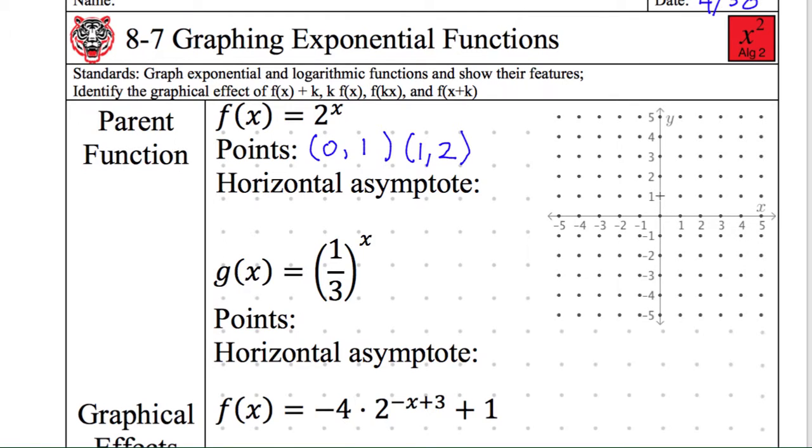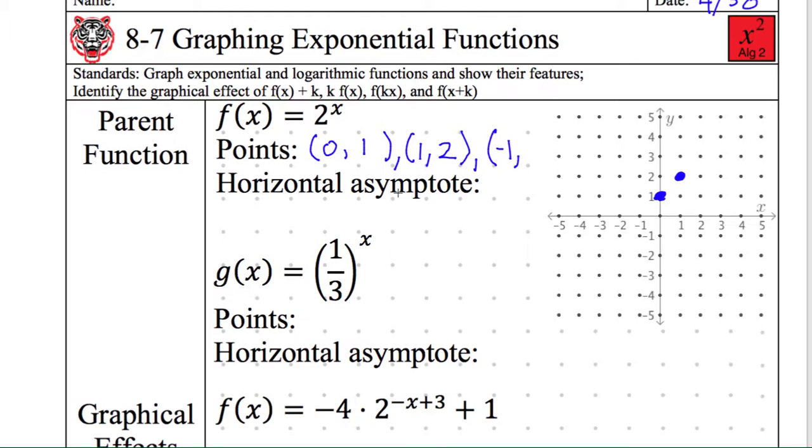So 0, 1 is right here. Make them big because there's a dot on top of a dot. 1, 2 is right there. And there's also 1 to the left. So -1, something. Ooh, this is going to be really, really tricky. I wonder who's going to get this one. When I plug in -1, what is the height? What is the y value?